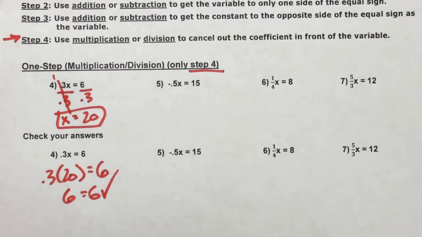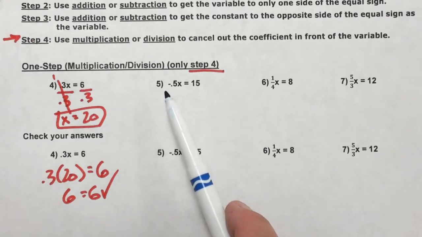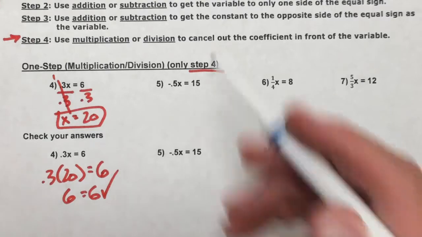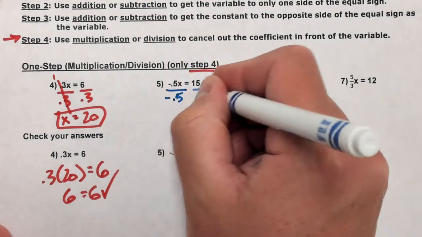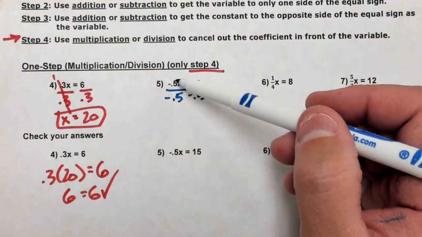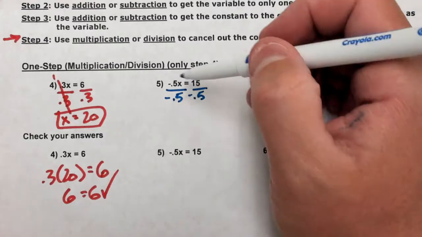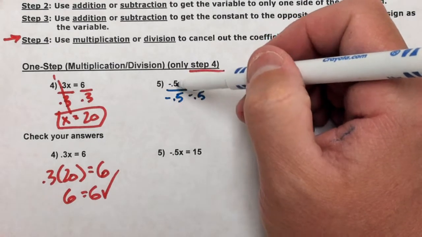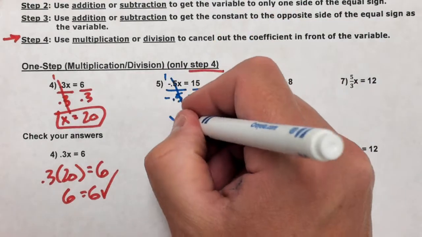So if we look at number 5, it's a similar situation except we have a negative decimal. But we're going to solve it the same way. I'm going to end up dividing by negative 0.5 on both sides. And again, the whole point is I want to cancel out this negative 0.5 in front of this x to get the x by itself. So if you take a number and you divide it by itself, it just simplifies down to 1. So we have 1 times x, which is just x.